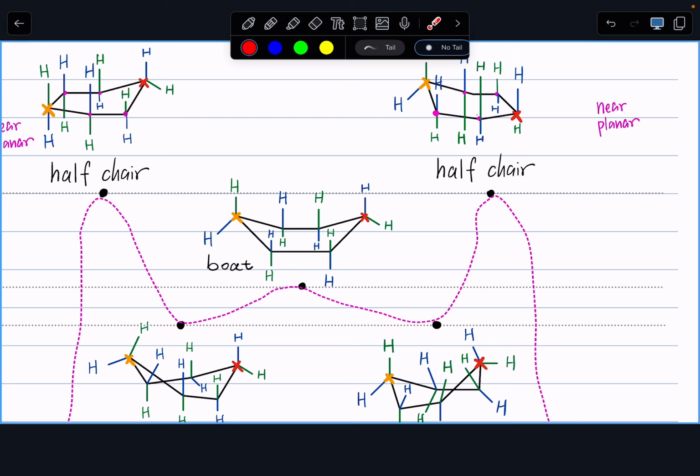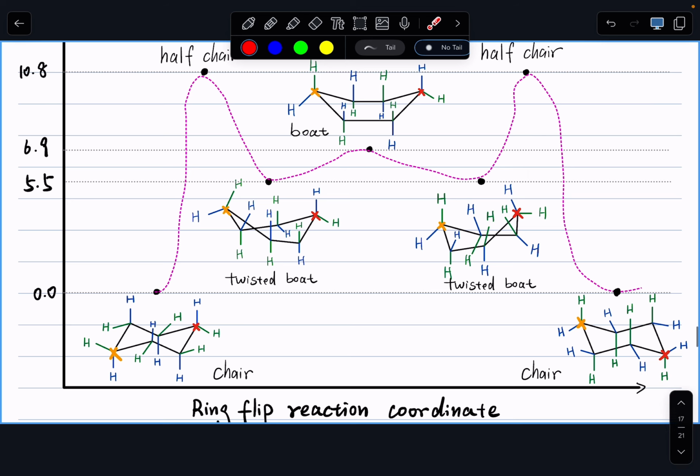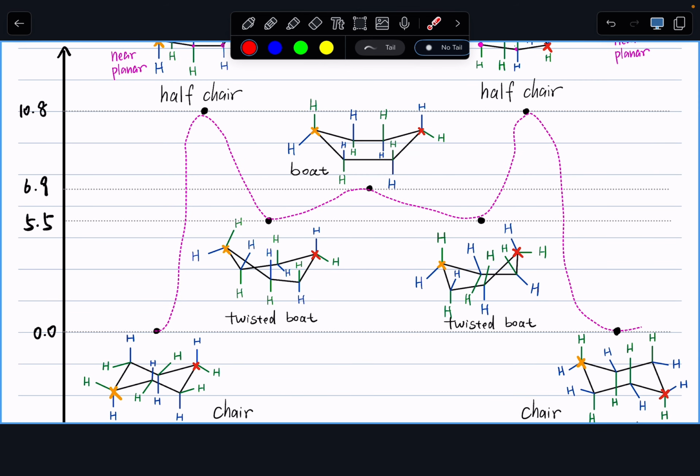So two things in the ring flip mechanism, really. One thing is knowing that the ring flip mechanism takes place via a series of high energy intermediate or less stable conformations. These are called half chair and twist boat conformations. So the ring flip takes place via a series of high energy conformations. And then knowing what comes out from the ring flip: the ring flip switches the positions of your axial and equatorial positions, whether it's hydrogen or something else.